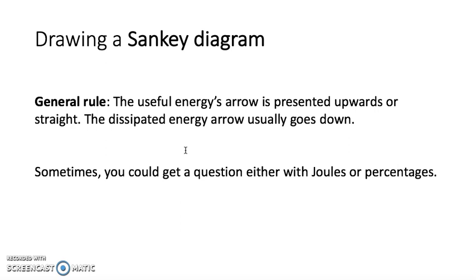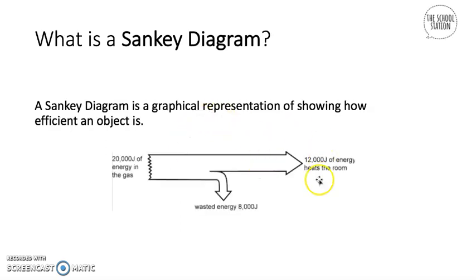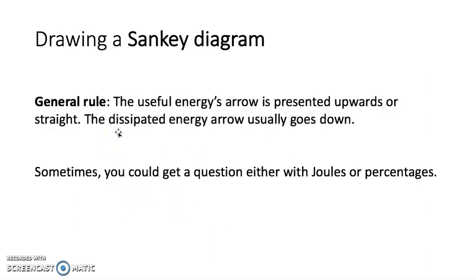And sometimes you could also get a question with joules or percentages. So for example, again in this diagram we can see that it's being presented in joules because we're showing how many joules went inside and how many joules are coming out. But sometimes it can also tell you the percentage. So for example, over here can be 100% and over here can be 70% that is useful and 30% that is wasted. So you have to really practice a lot of questions, and you should be able to know how to present it through percentages and with the amounts of joules.